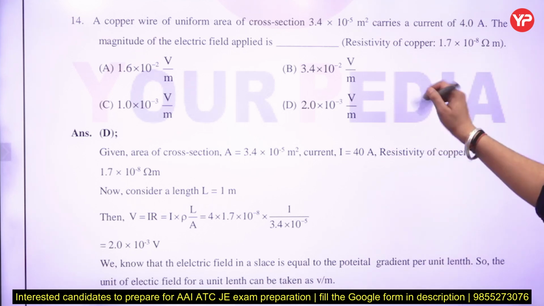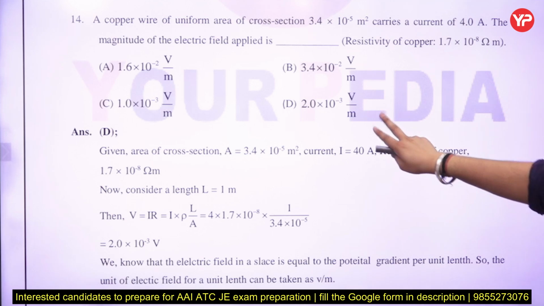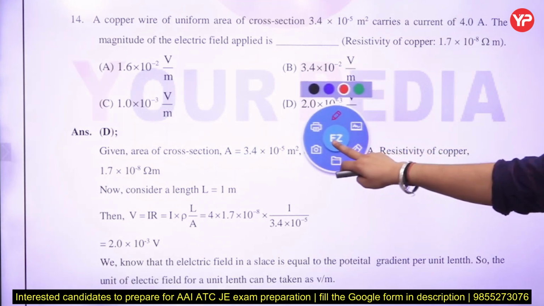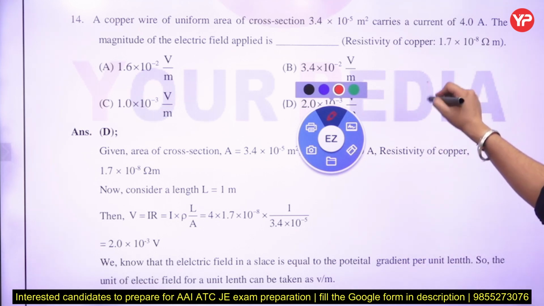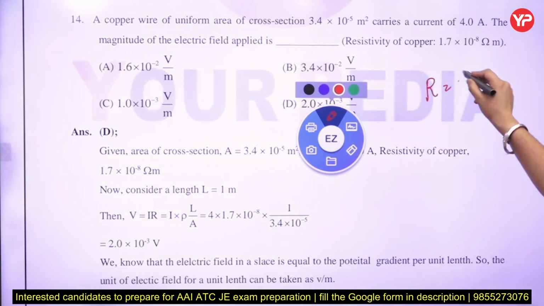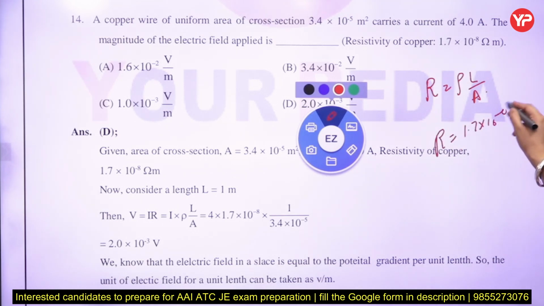Copper resistivity. So first we have to calculate the resistance, that is rho L by A, right? Let us take it for unit length. So R is equals to rho, which is given to you as 1.7 into 10 raised to power minus 8, L is 1, and area is given to you.